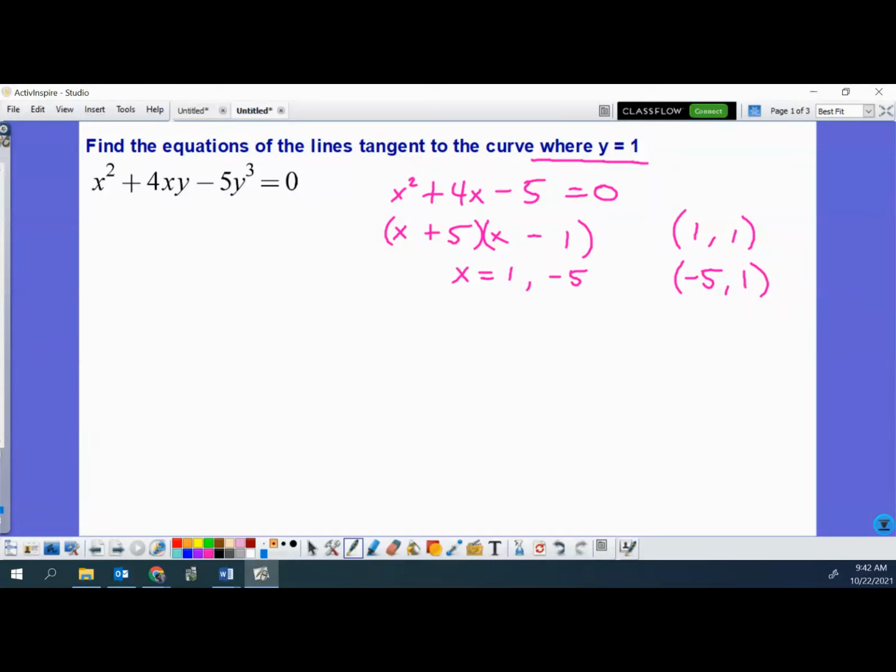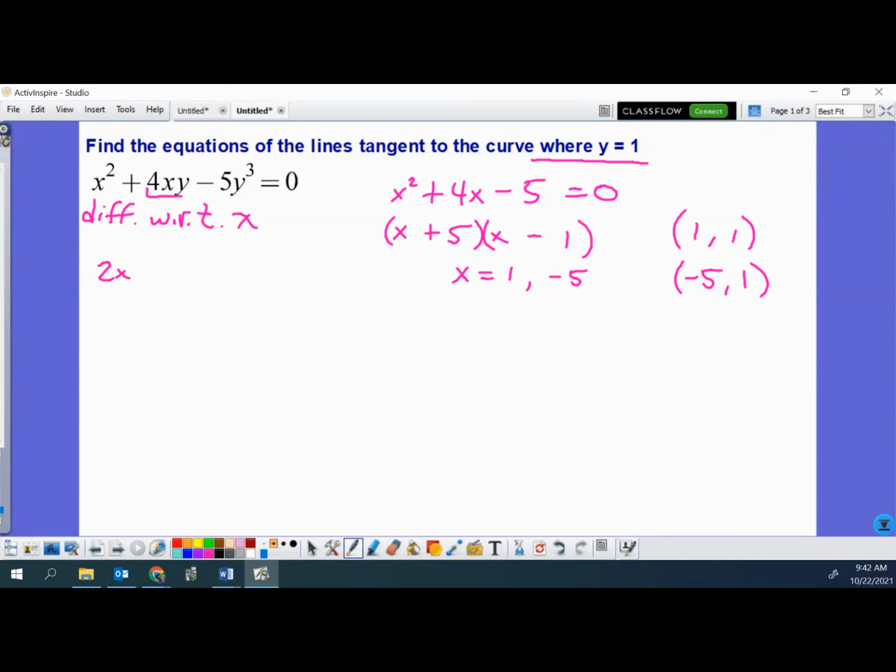Now we need the derivative. So we're going to do implicit differentiation, right? We got x's and y's mixed together there. So we're differentiating with respect to x. Differentiate with respect to x. And with respect to x, that x squared, it's just 2x, right?